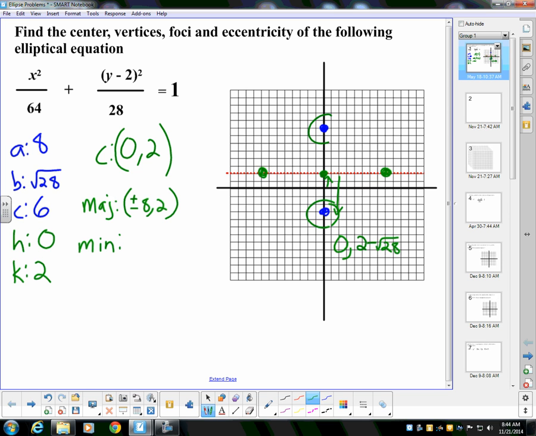Now to get to this blue point that I'm circling here, I'll circle it in red. Again, my x part of things is 0. I start at the origin, and I don't move right or left to get up to this blue point right here. But what I do is I go up 2, and I go up another square root of 28.